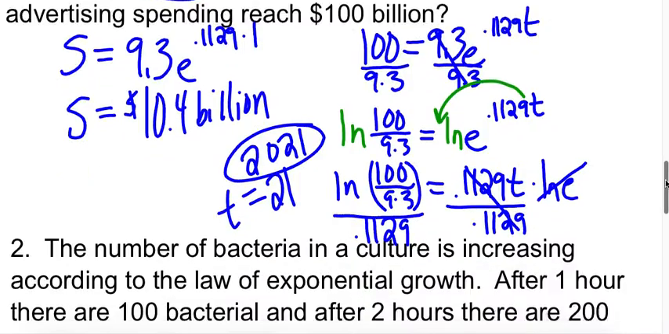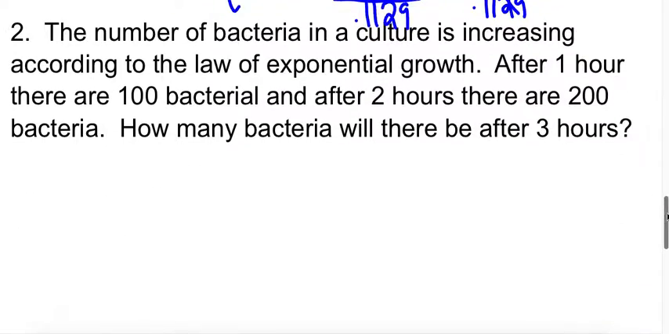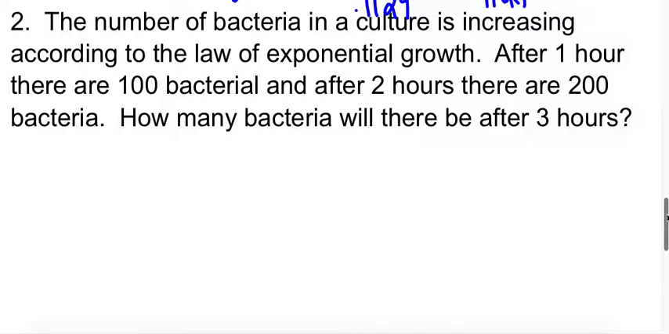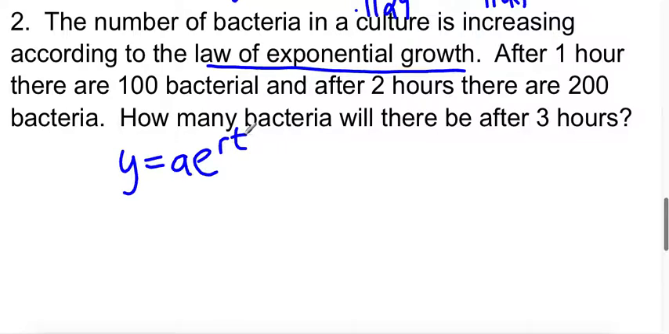All right, let's take a look at this one. The number of bacteria in a culture is increasing according to the law of exponential growth. Okay, so that means whatever model we have here, it is going to be y equals a e to the rt. Or if you're a really big fan of the PERT equation, go ahead and use PERT. It's no big deal. After 1 hour, there are 100 bacteria. And after 2 hours, there are 200 bacteria. We don't know how many bacteria there will be after 3 hours.